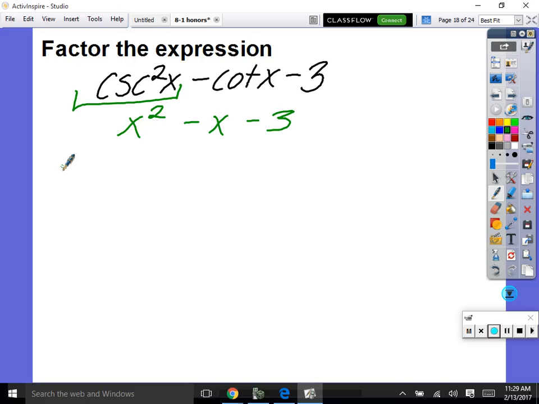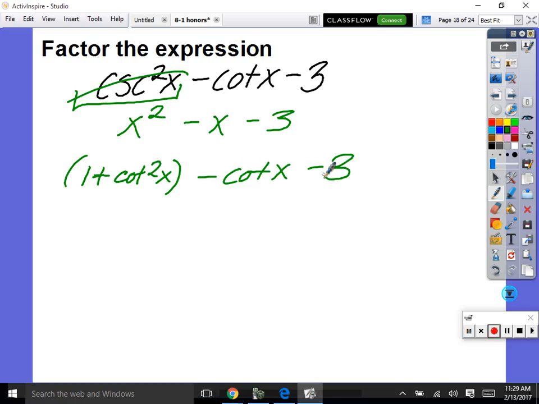So let's look at a different trig identity that might help us. Yeah, 1 plus cotangent. So instead of having cosecant of x, this is 1 plus cotangent. But we have to be careful because it's actually 1 plus cotangent of x squared. You were right when you said 1 plus cotangent squared x, right? So I just replaced that with this. So then we have minus cotangent of x minus 3. So now, do you see where this is going? Hey, over there. Where do you think I should go from here? There's not an equal sign, though.